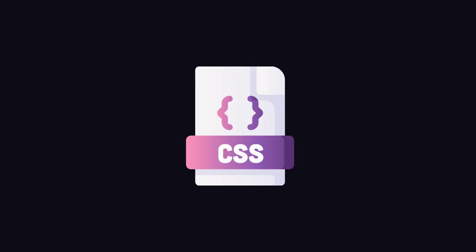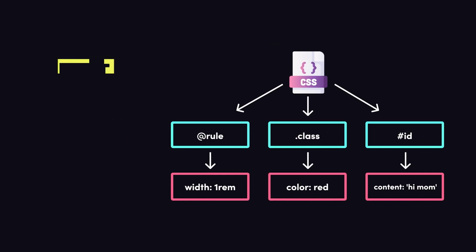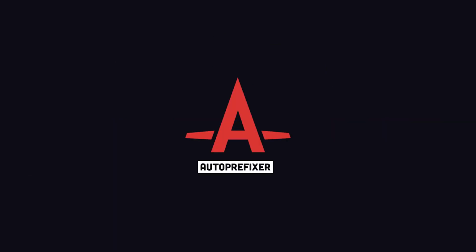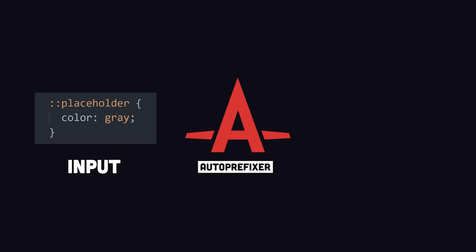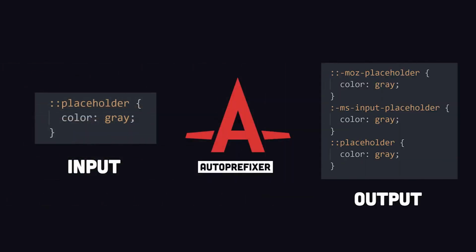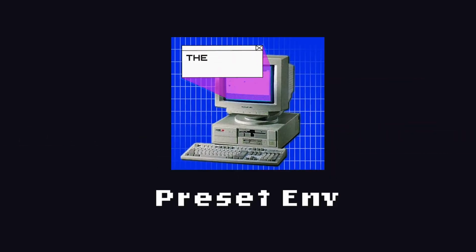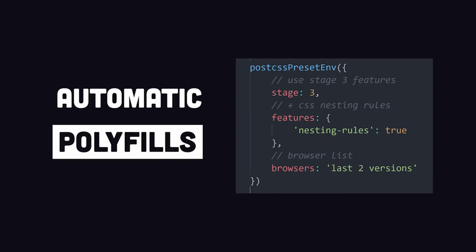It can take a CSS file and convert it to an abstract syntax tree, then provides an API where plugins written in JavaScript can produce a different output. For example, by using the autoprefixer plugin, you'll never have to worry about writing vendor prefixes on your styles ever again. Or with the preset env plugin, you can write modern CSS, while PostCSS will automatically add the polyfills needed to support your targeted browsers.